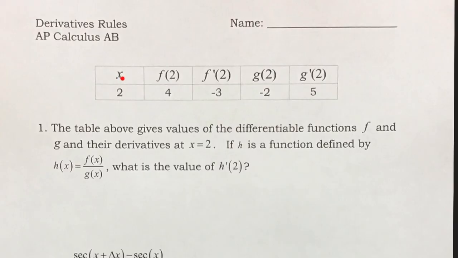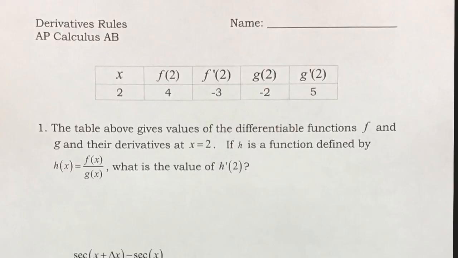This is your x value, 2. This is the y value from f, evaluated at 2. This is the derivative at 2, right? The slope of your tangent line. This is g, some other function evaluated at 2. And this is the slope of the g tangent line at 2.